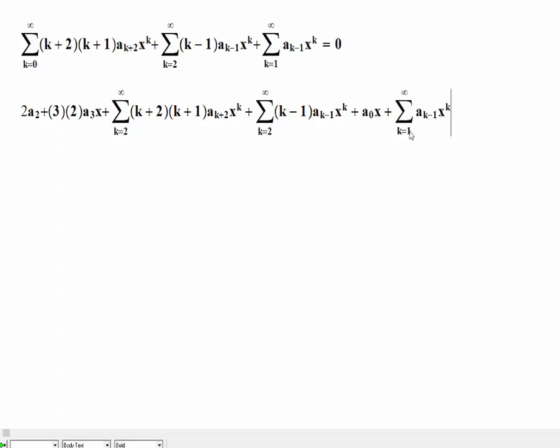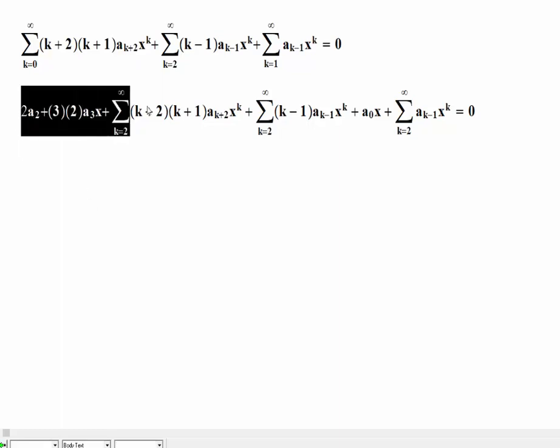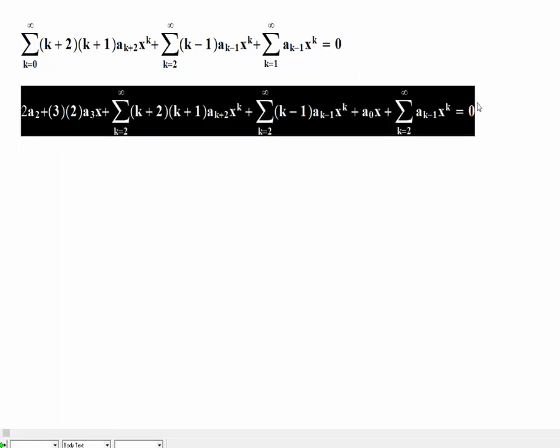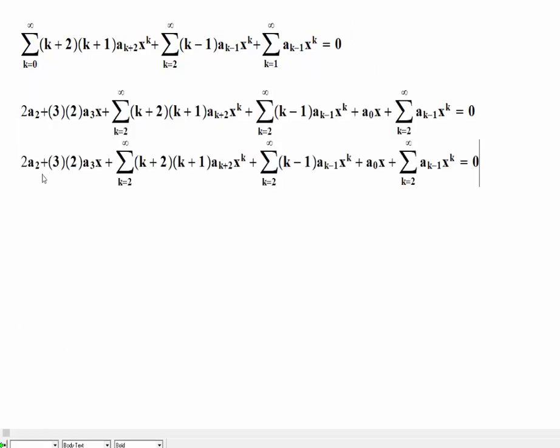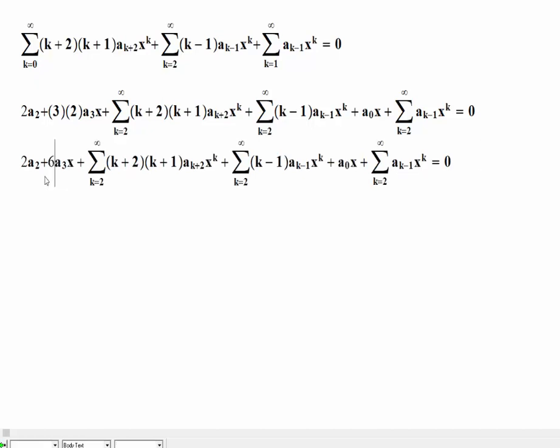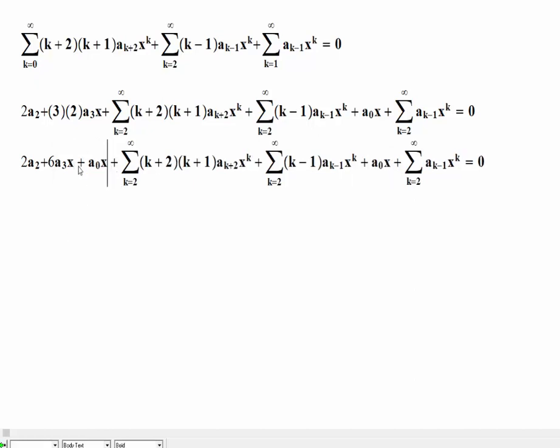This now starts from 2, okay? And now we are able to combine them. That is, let's do this here. We will write these terms together here, then the summations together. So we have 2a2x plus 6a3x, okay, and then here we got these guys here, then plus a0x, and all these are equal to 0, right?